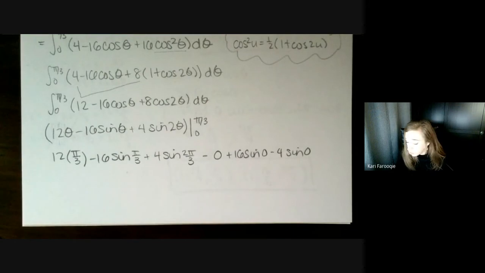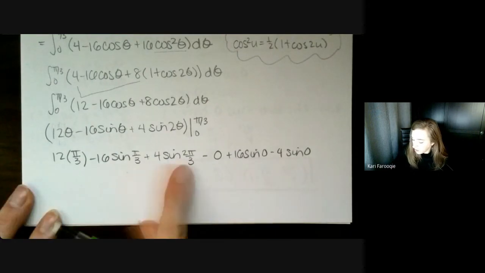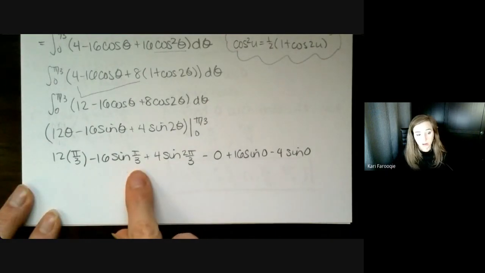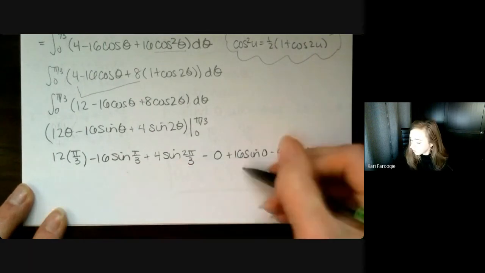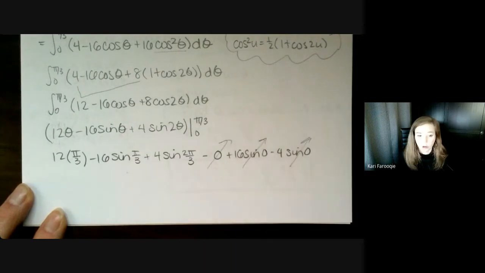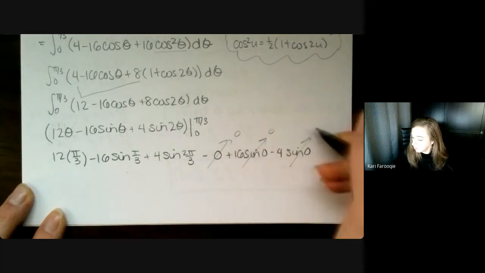And then you just have to know your trig function values. Your sine is going to be positive in quadrant 1 and quadrant 2, pi over 3 and 2 pi over 3. Sine of 0 is 0. You don't need to worry about any of those terms. They're all going to 0 out.